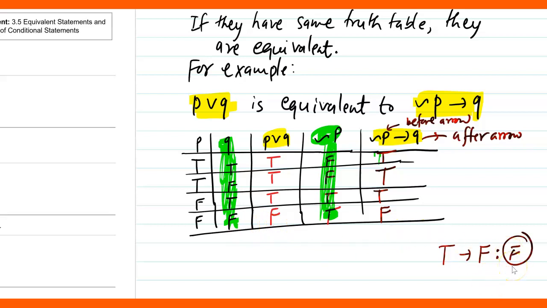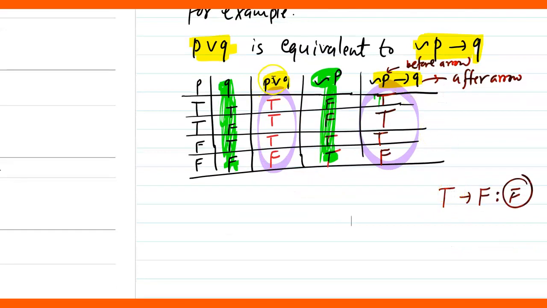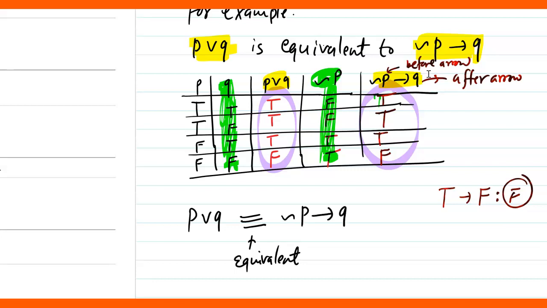But what you notice here is these truth values: T, T, T, F and T, T, T, F. They have the same truth value. So P or Q is equivalent to not P right arrow Q. That's the symbol for equivalent. That makes sense.